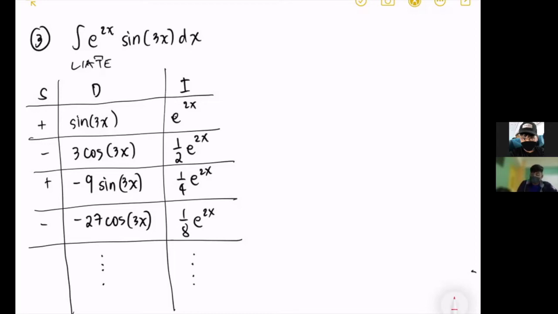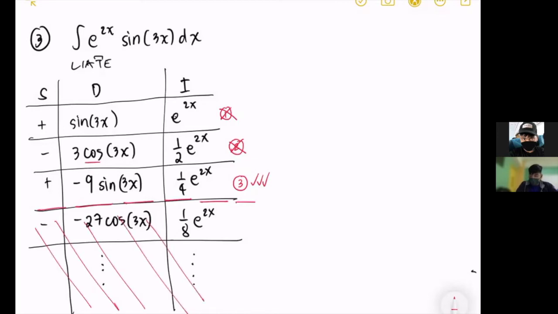Pag tinignan mo itong row number 1, kamukha niya yung ating integrand. Pero syempre kasi yan naman talaga yun. So hindi kasama si row number 1. Row number 2, kamukha ba niya? Meron ba tayong e to the 2x at sine of 3x? Hindi rin. Kasi meron tayong cosine. For the third row, meron ba tayong e to the 2x at sine of 3x? Yes, meron. And therefore, dyan na tayo titigil. Ibig sabihin, yung mga susunod na entries dito ay hindi na natin actually kakailanganin.